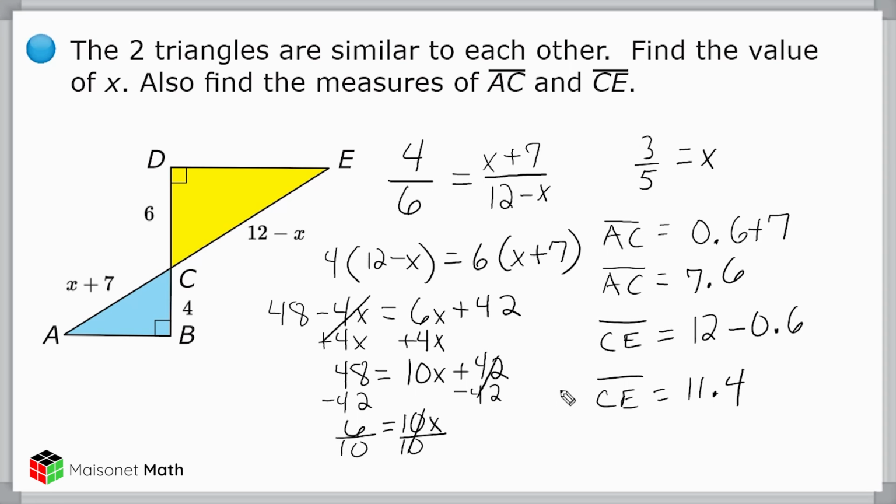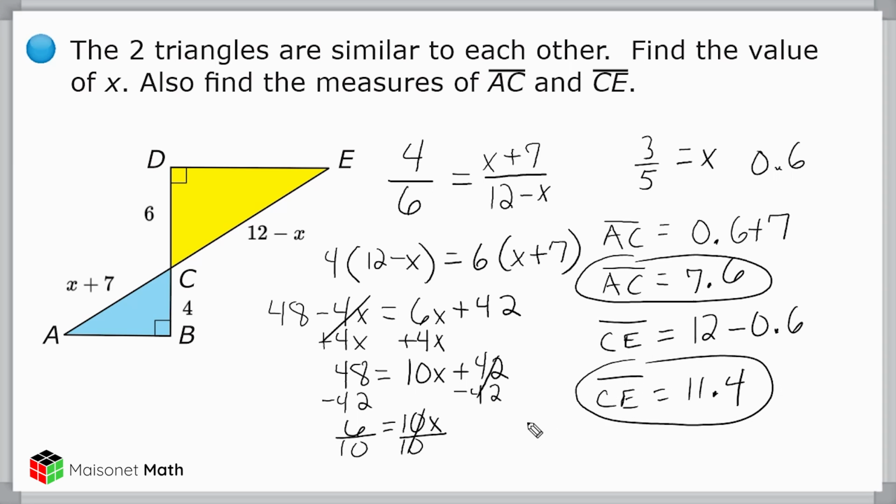All right, so we determined what the value of x is, which is 3/5 or 0.6. We also determined the length of line segment AC and the length of line segment CE.